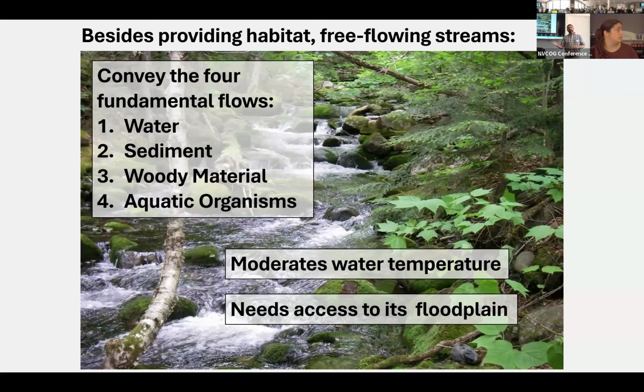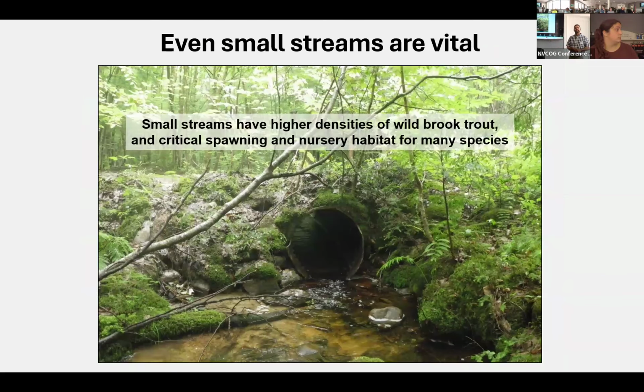A healthy stream will moderate water temperature, and to do all this, it needs access to its floodplain. If it had a floodplain and it's been cut off, problems will arise. And I'm not just talking about the bigger rivers either. It's also the small streams. They're vital. Small streams have high densities of brook trout and other critical habitats for a variety of species. So small streams shouldn't be discounted.